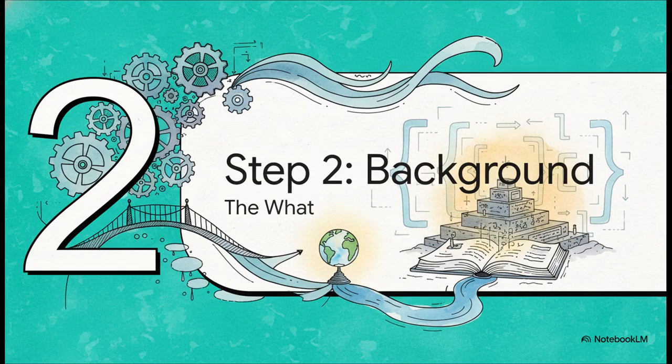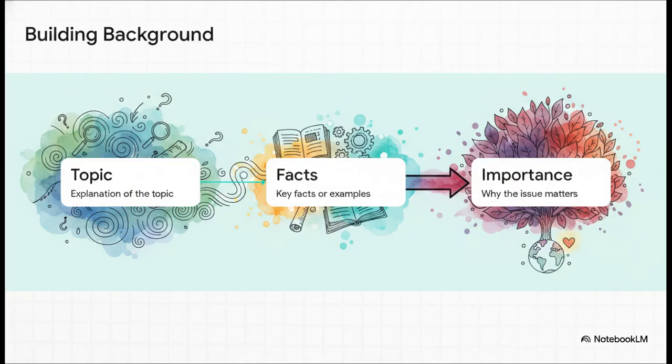Moving on to step two, building the background, or the what. You've hooked them, right? Now you've got to establish some context and build a bridge to your main argument. Now, building that background essentially boils down to three highly actionable sequential steps. First, you provide a clear explanation of the topic. Next, you hit them with key facts or examples. And finally, you clearly state the importance, like why this issue actually matters to them or to society.